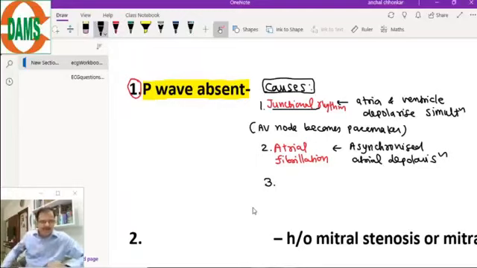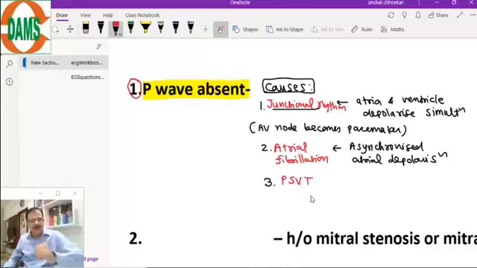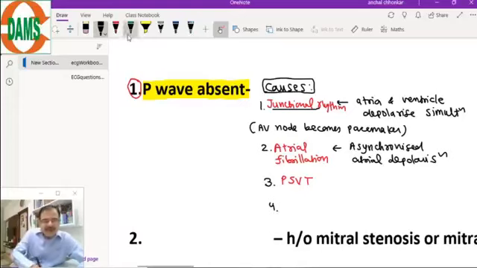Third, the P wave can also be absent in PSVT, which we will discuss later on. You can just write it down: paroxysmal supraventricular tachycardia, which we will discuss in the arrhythmia section. Now number 4, and very important indeed, questions come on this fourth cause. The fourth cause is electrolyte imbalance, which inhibits atrial depolarization.